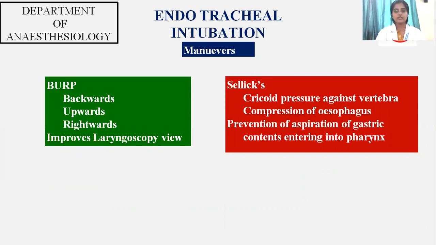The other maneuver is Sellick's maneuver, in which you apply some pressure over the cricoid against the vertebra. This would lead to compression of the esophagus, which would prevent the aspiration of gastric contents entering into the pharynx. We carry out the endotracheal intubation with Sellick's maneuver in cases of pregnancy and when the patient has a full stomach.